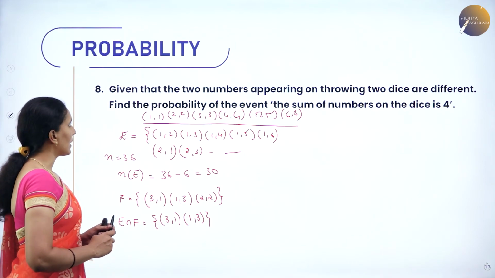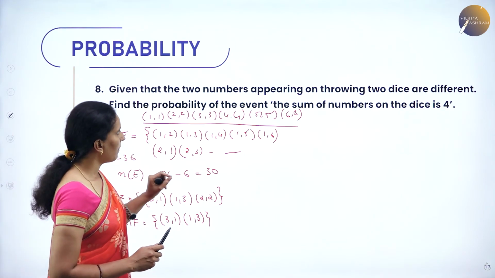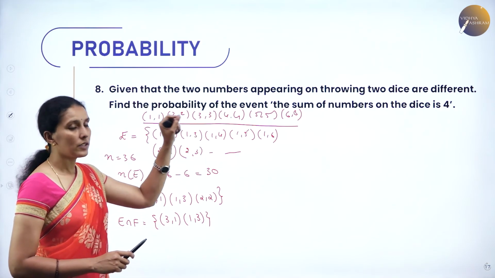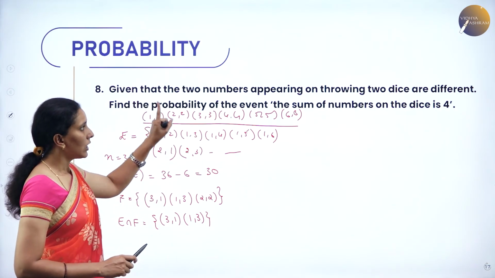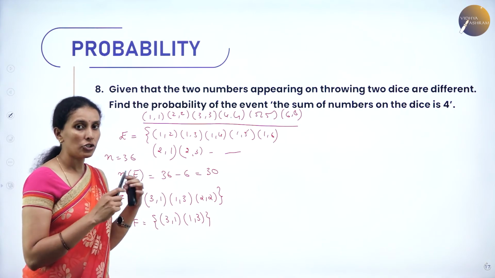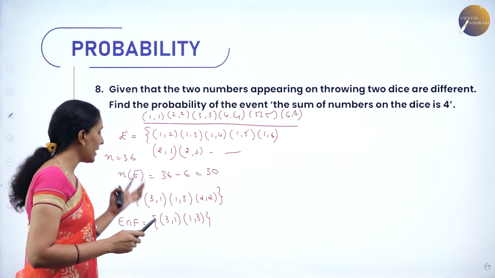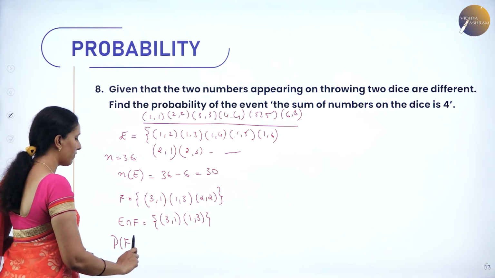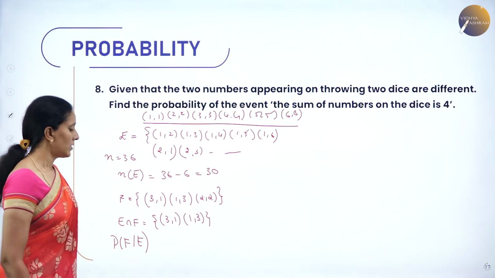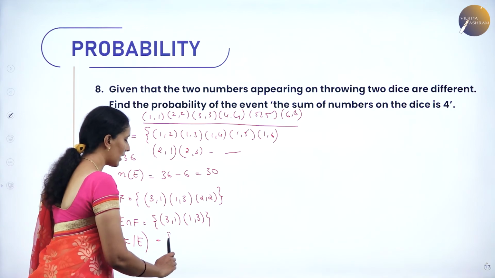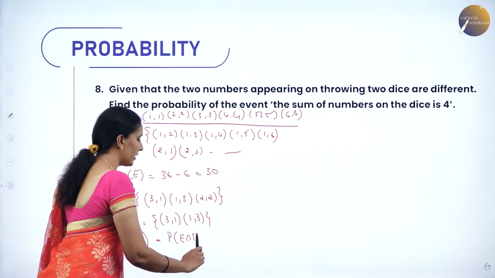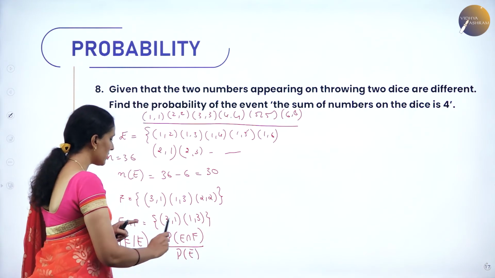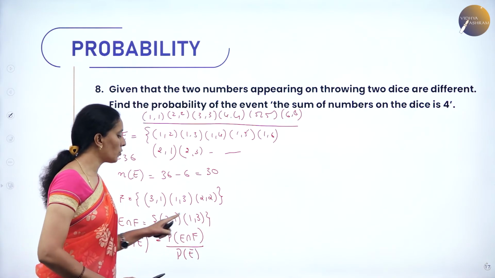Now we need to calculate the probability of an event where the sum of the numbers is 4, given that the dice, when you throw, show different numbers has already happened. That is, we need to calculate the probability of F given E. So that means we need to calculate the probability of E intersection F over the probability of E. How many elements are in E intersection F? We have only 2 elements.